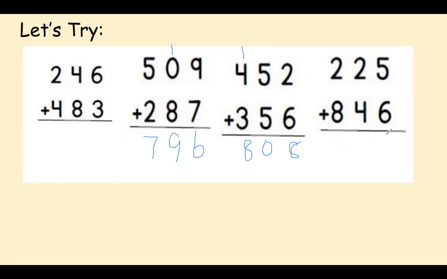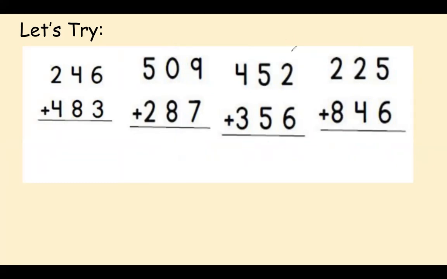5 plus 6, so that's again doubles plus 1 is 11. 4 plus 2 is 6, plus 1 is 7. And then 8 plus 2 is 10. So for that one, it does go over. But you don't really have to carry over the 1. You can just write it down here because there's no other places that we're adding. So that one would be 1,071. So if you got those, awesome job.